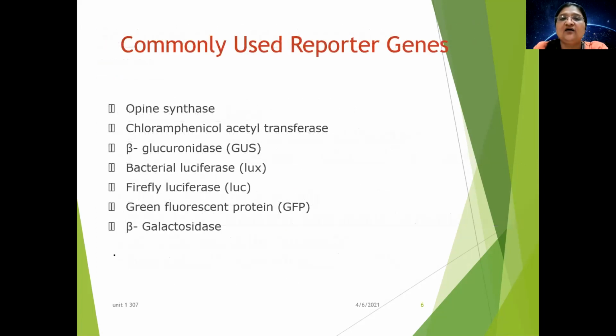These are certain reporter genes which are commonly used for plant transformation, even in animal transduction or transformation methods. Even bacteria or prokaryotes also use this type of reporter genes: opine synthetase, chloramphenicol acetyl transferase, beta-glucuronidase, bacterial luciferase, firefly luciferase, green fluorescent protein, as well as beta-galactosidase. These all are commonly used as reporter genes.